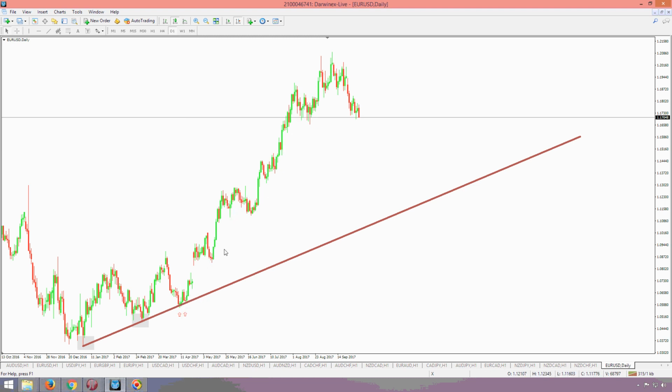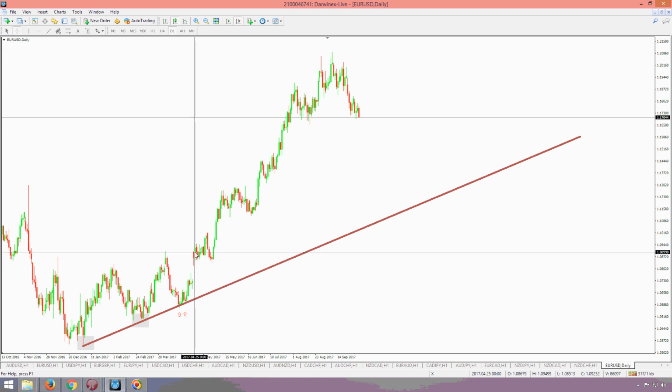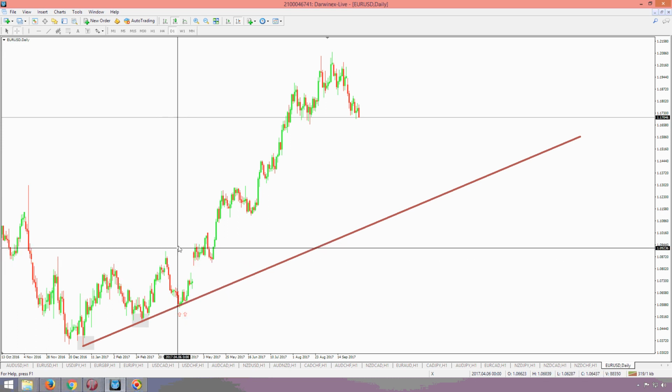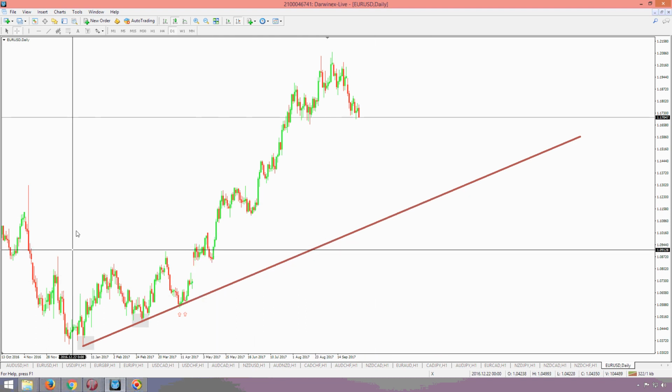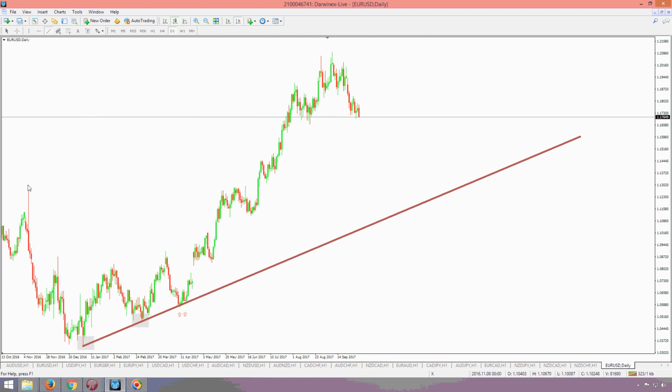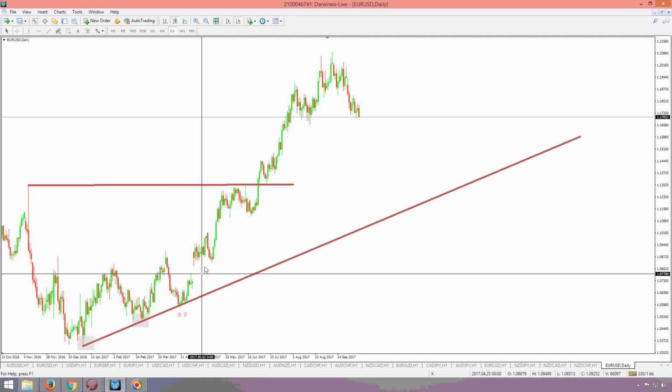Namely, we wait for the price to break the previous high, but it is not enough as we are already in a bullish trend. We wait for it to go for the next lower high on the previous trend. So we draw a trend line. This is 1.13, if I'm not mistaken. We simply wait for the price to break that one.